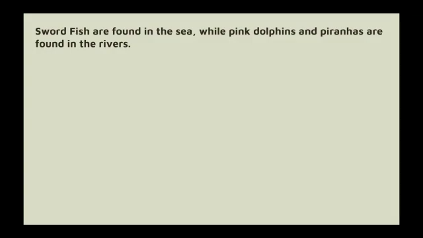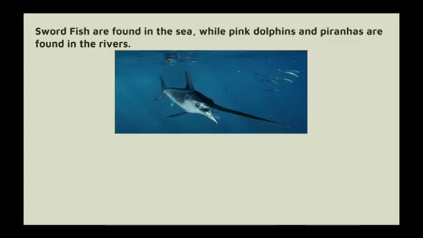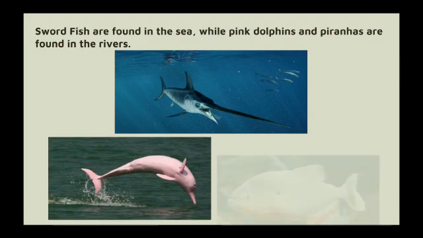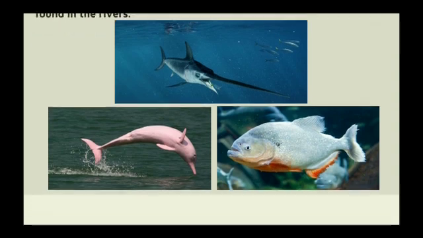Fishes. Swordfish are found in the sea, while pink dolphin and the piranhas are found in the river. Don't forget children, S stands for the swordfish and it is found in sea. So you have to remember 2S. So you'll never forget the swordfish is found in the sea, while the pink dolphin and the piranhas are found in the river.